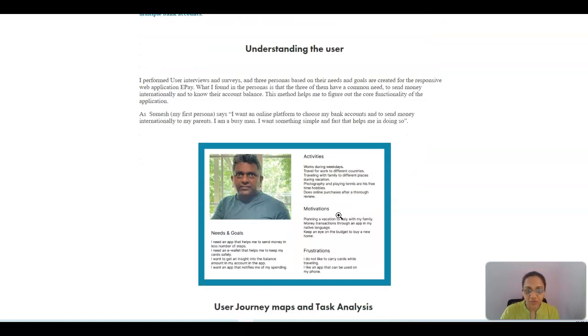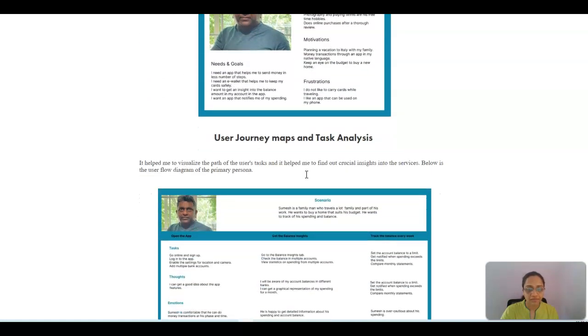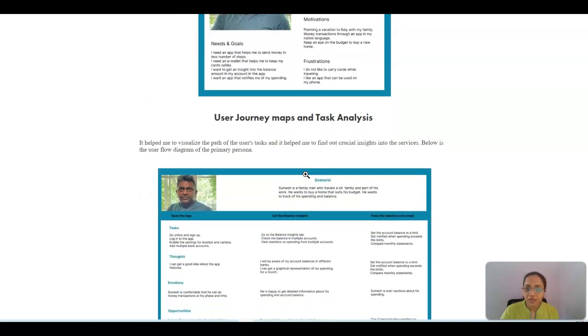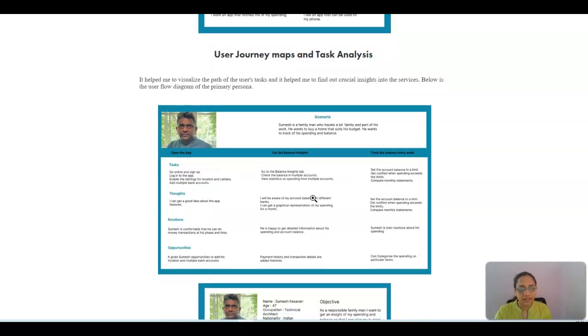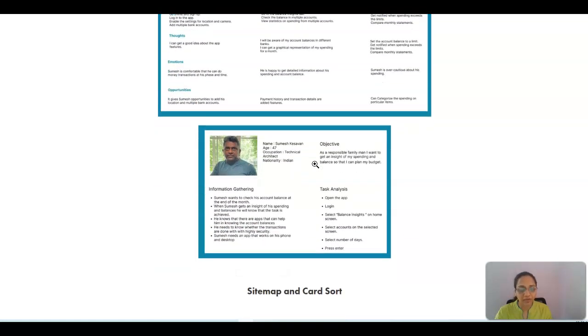This is my first persona, and these are the needs and goals, as motivations. Next, user journey maps and task analysis. This helped me visualize the path of my persona's task, and it helped me find crucial insights into the services. And this is the user journey map and task analysis of my primary persona.